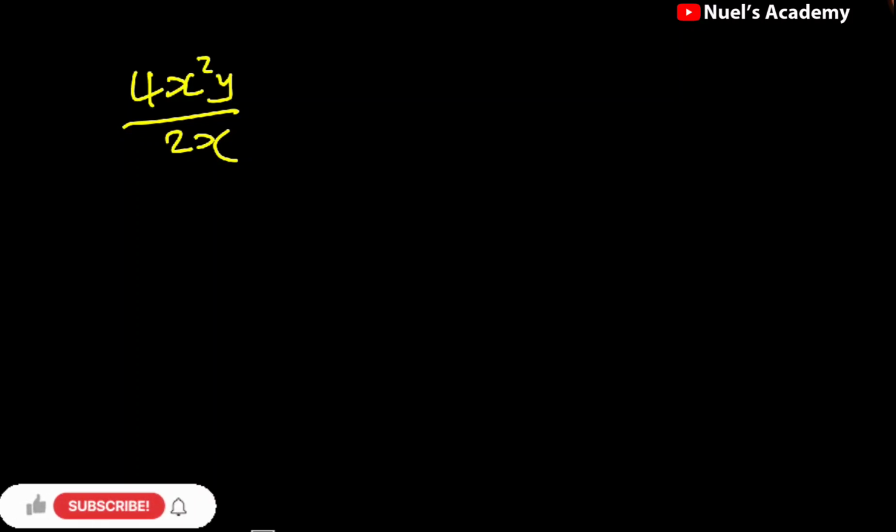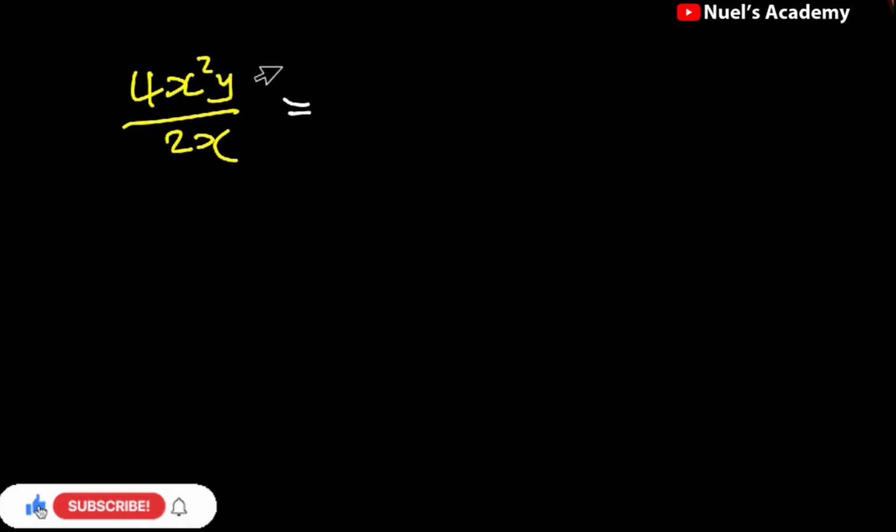In this lesson, we're going to be focusing on simplifications of algebra. We'll be solving questions from the simpler ones to the tougher ones. So let's start with this one that is on the screen right now. We're given 4x squared y over 2x.